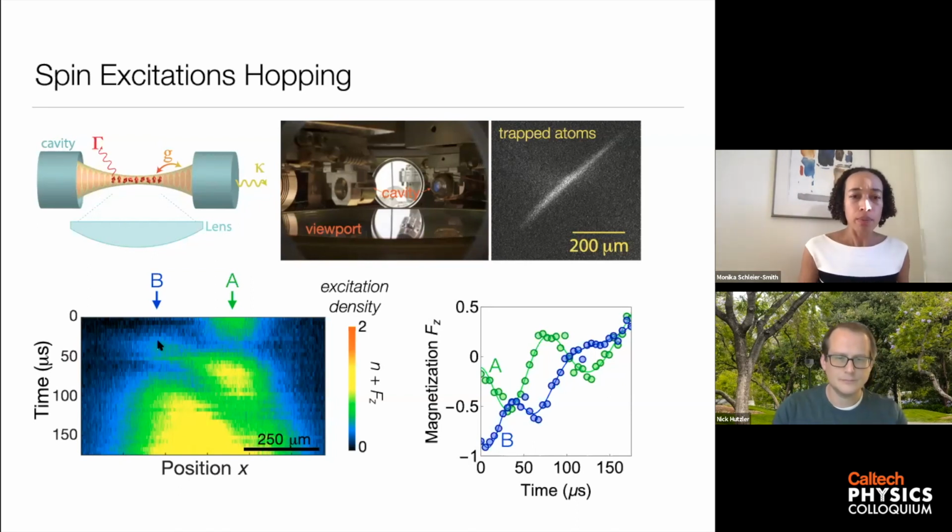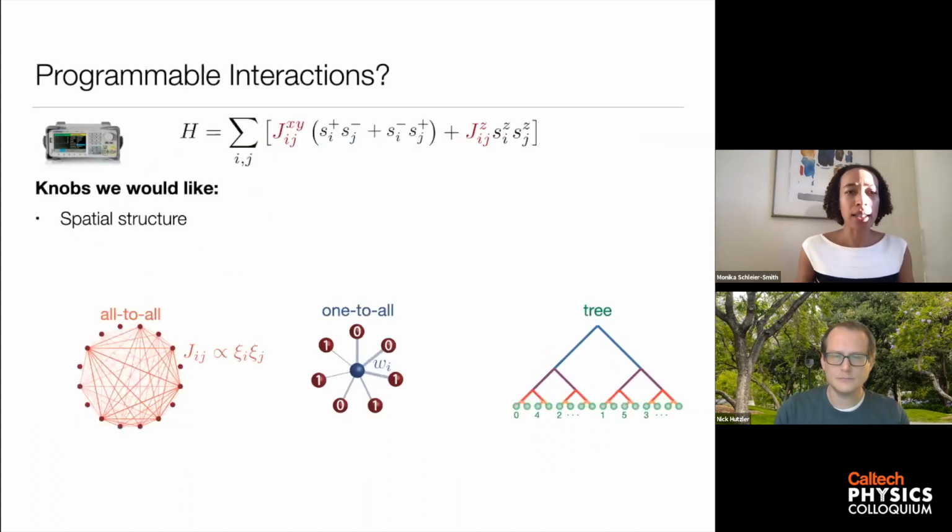So definitely non-local interactions. So far, it's not exactly a function generator, right? So I would love to have a system where we can turn this into something where we can control things like what is the spatial structure of the interactions.